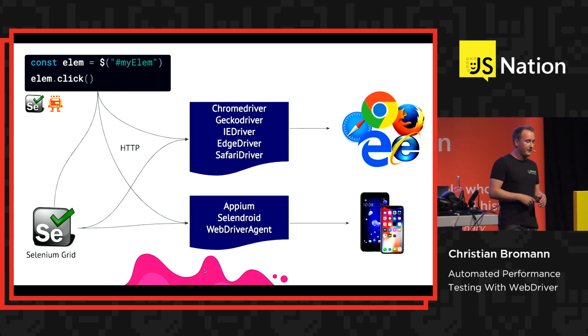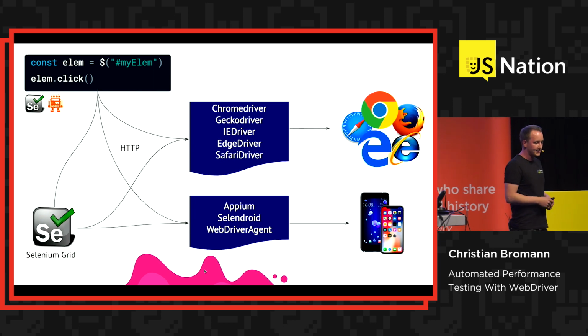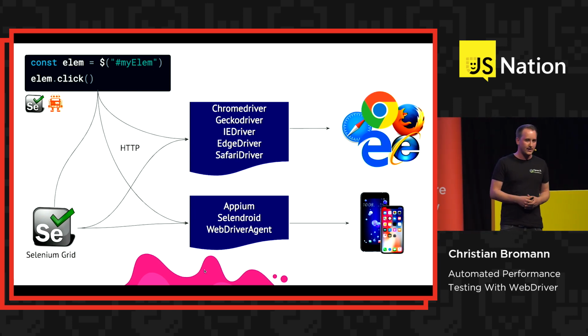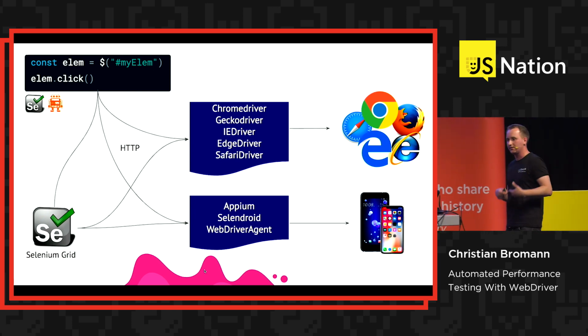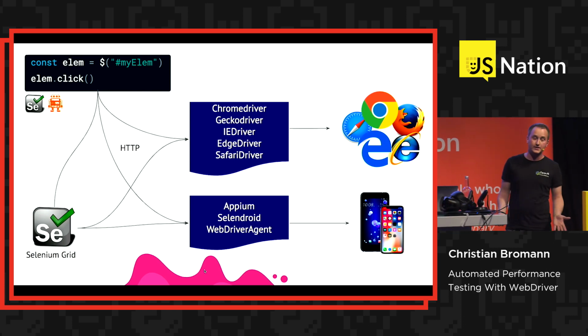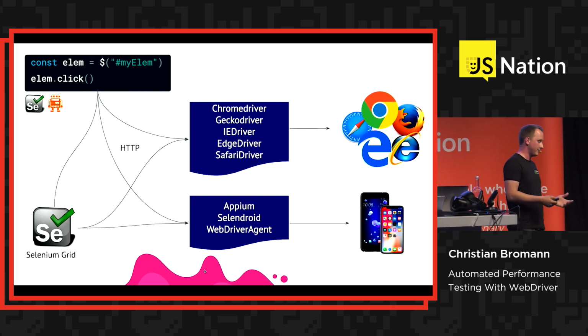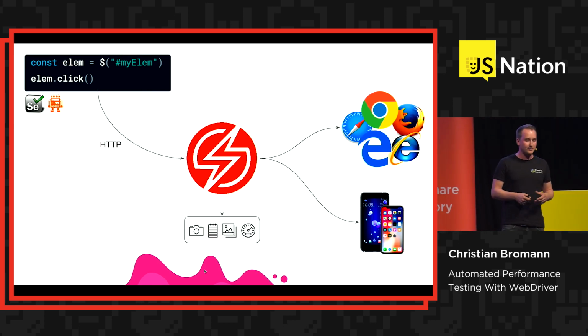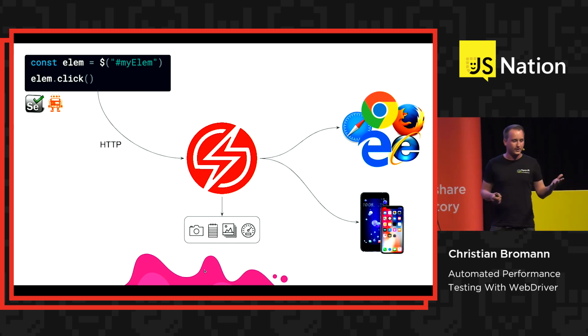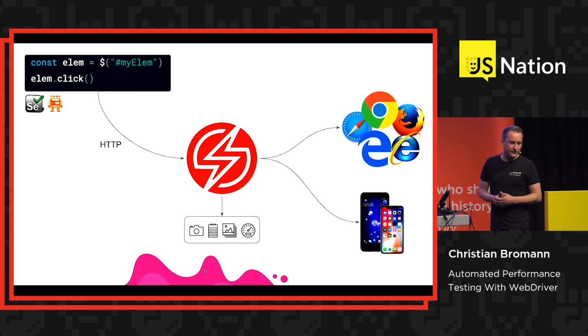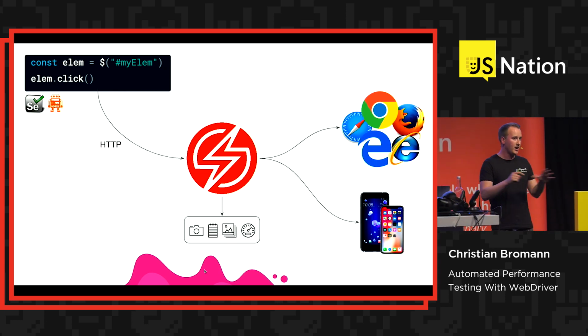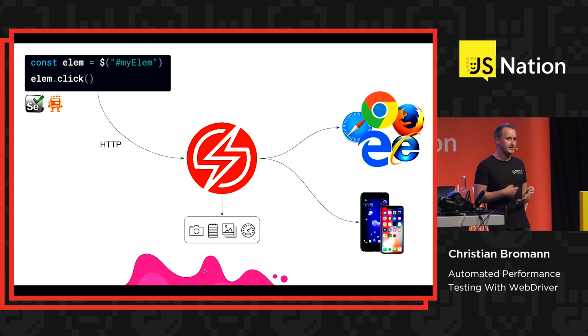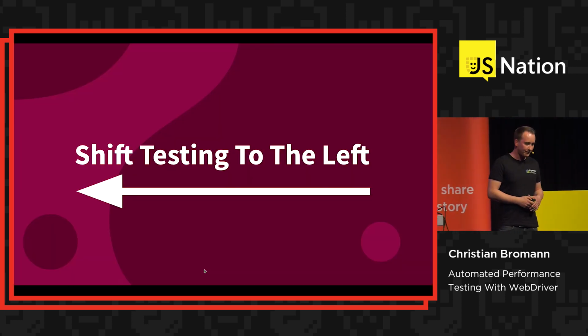If you don't know what Sauce is, you've seen that slide before. If you run an internal grid like this, you would have to update your browser, all the browser drivers, and it can be really tedious, especially on mobile and real devices. So the value proposition of Sauce Labs is simple. You have just one endpoint that you send the request to, and we host all the browsers and all the mobile devices, be it simulator, emulator, or real devices, for you.